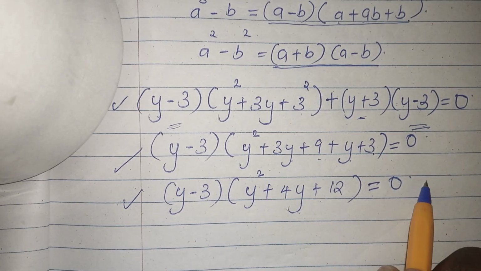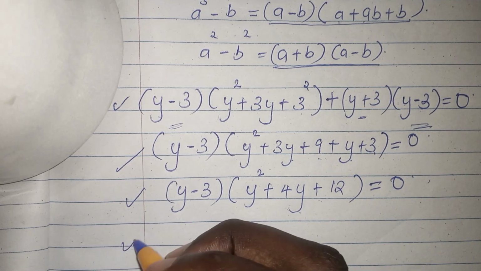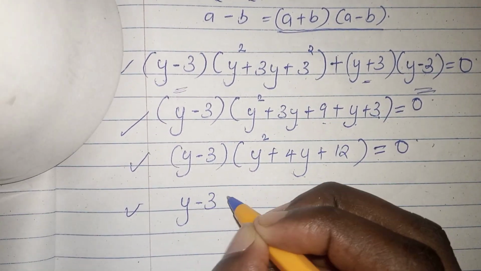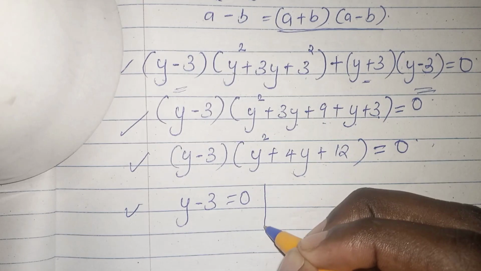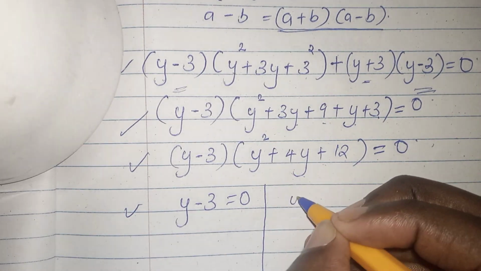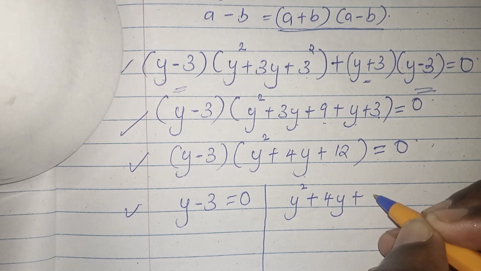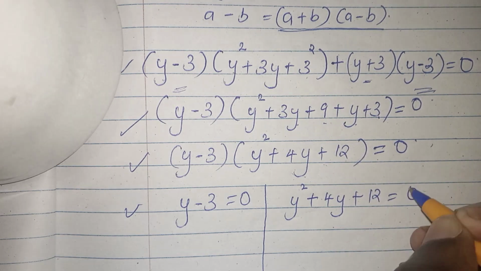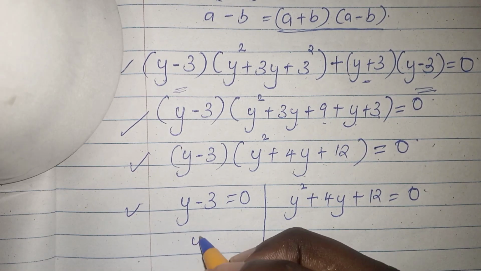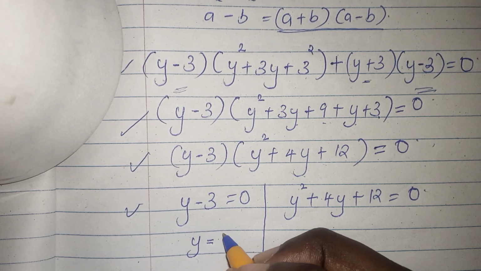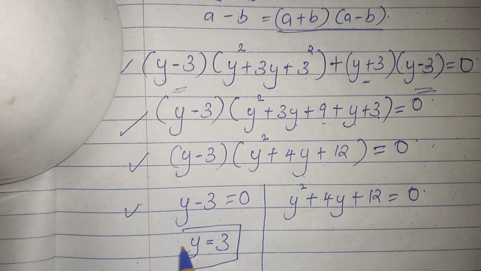So their product is equal to 0. So this means that y minus 3 is equal to 0. Then we have this quadratic equation here, y squared plus 4y plus 12 is equal to 0. So y is equal to 3. So we have this value of y.